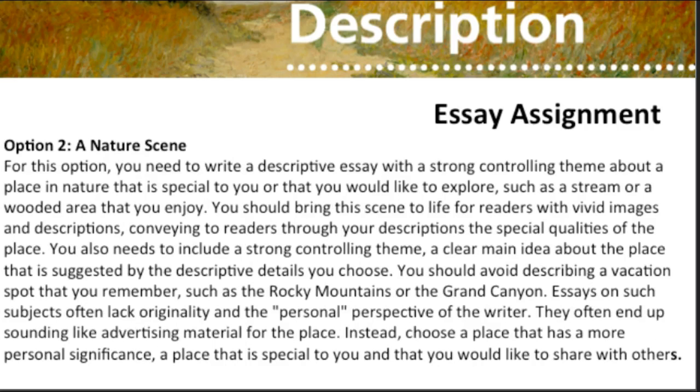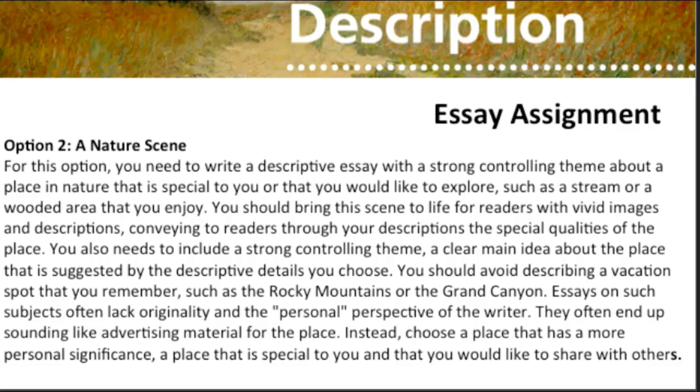And then we have option 2, a nature scene. So for this option, you need to write a descriptive essay with a strong controlling theme about a place in nature that is special to you or that you would like to explore, such as a stream or a wooded area that you enjoy. You should bring this scene to life for readers with vivid images and descriptions, conveying to readers through your descriptions the special qualities of the place. You also need to include a strong controlling theme, a clear main idea about the place that is suggested by the descriptive details you choose.